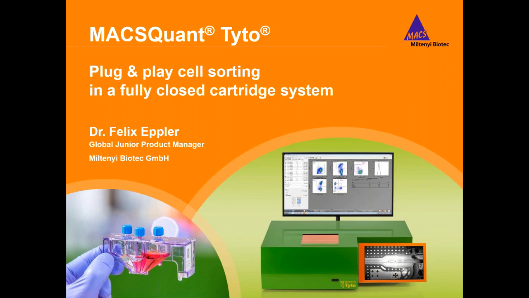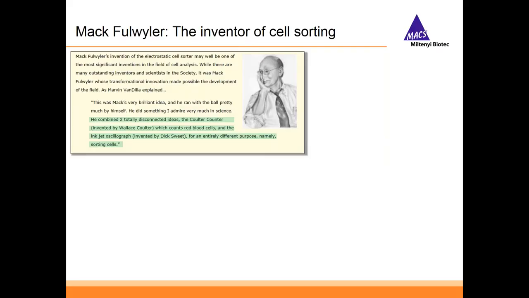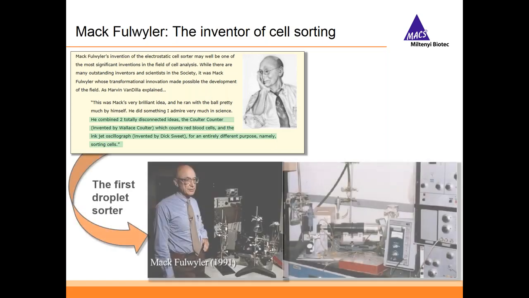In the beginning of my talk, I would really love to dive a little bit into the history of cell sorting, and I think one guy should be named here, and that is Max Fulwyler. He's seen by a lot of people as the inventor of cell sorting as we know it these days. And Max did not only invent the cell sorter as we know it mainly today, but he did that by combining two already existing technologies, which on the one hand is the Coulter counter, and on the other hand was an inkjet oscillograph. And with that, he came up with the droplet cell sorter.